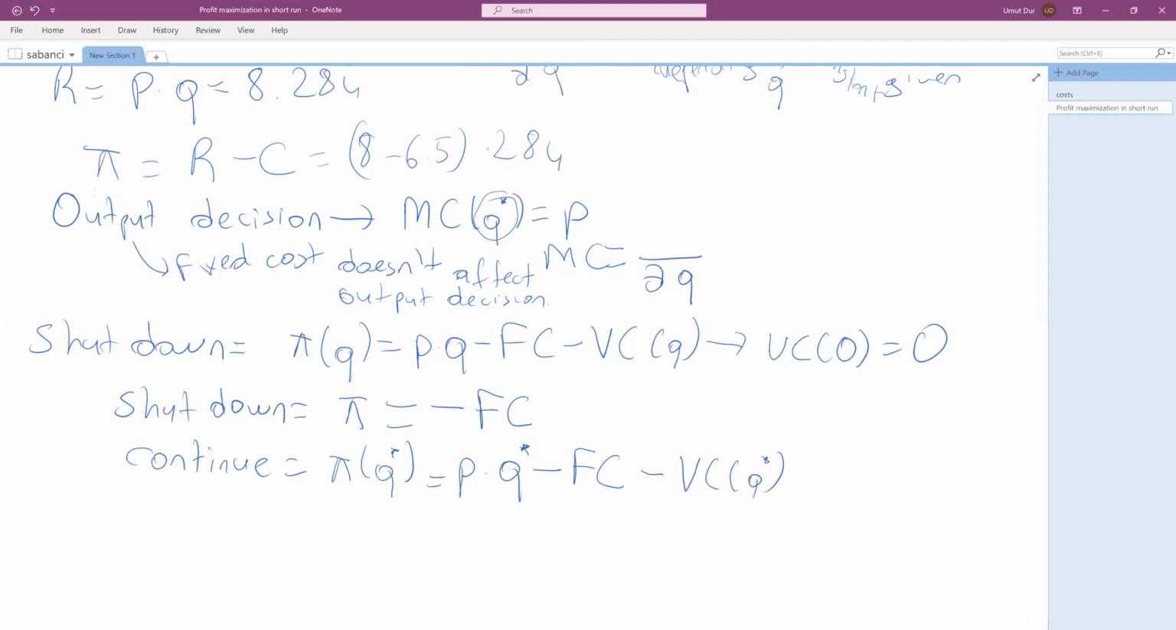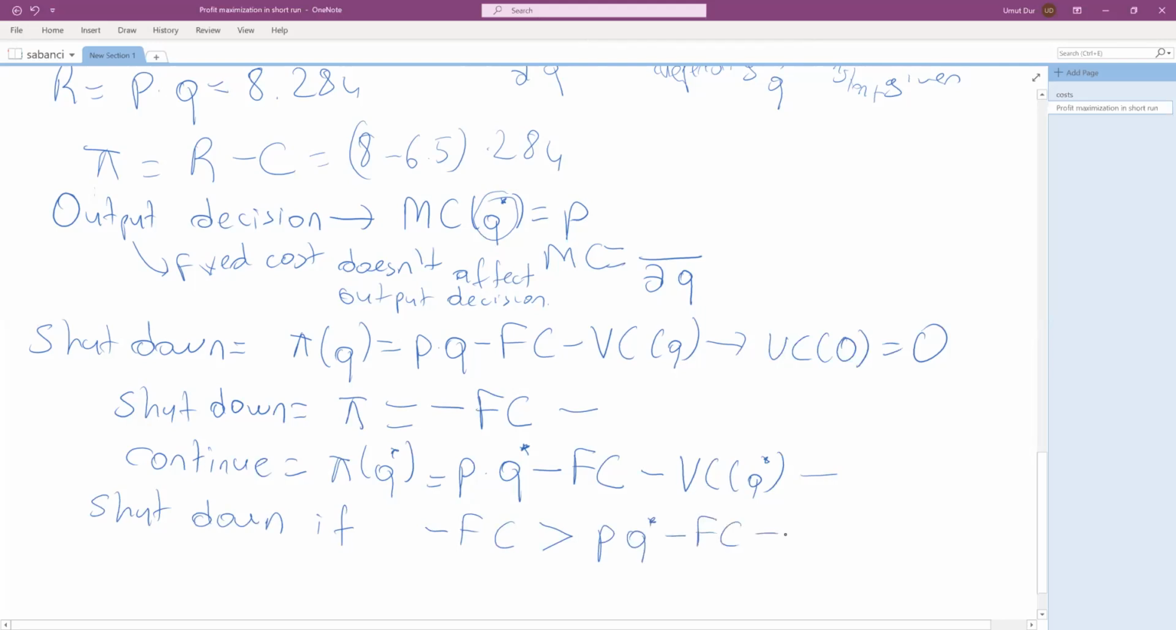Which means that for my shutdown decision, I will compare this first line with the second line. And I will shut down if the first line, minus fixed cost, is greater than this amount. If minus fixed cost is greater than P times Q star minus fixed cost minus variable cost Q star.